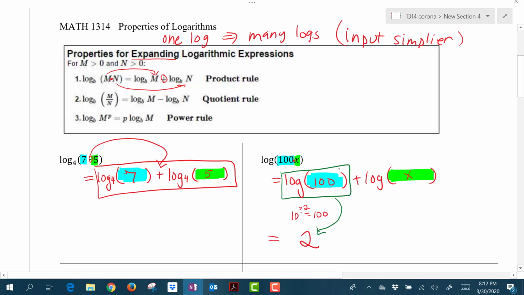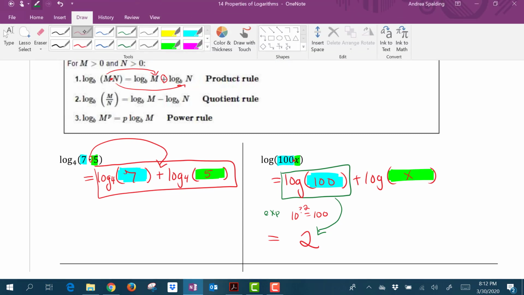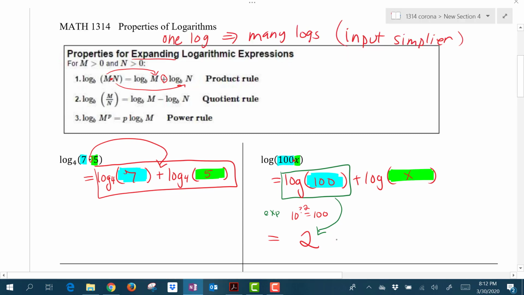Because the question, remember, that we're asking ourselves when we evaluate a log is we rewrite in exponential form, and we say the base of the log raised to what exponent would equal the input of the log. And we know that answer would be 2. So that first whole log simplifies to be 2. The second log can't simplify because we do not know what x is. So our final answer is 2 plus log of x.